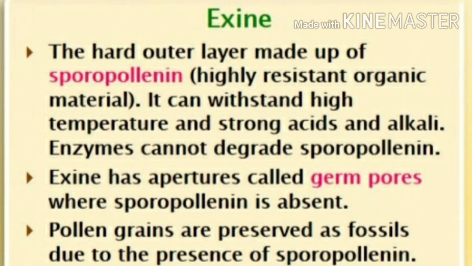Now the exine layer has a small aperture where the sporopollenin is absent, and that small aperture is what is known as the germ pore. It is through this germ pore that the pollen tube will grow out, okay, during the time of pollination and the pollen germination.